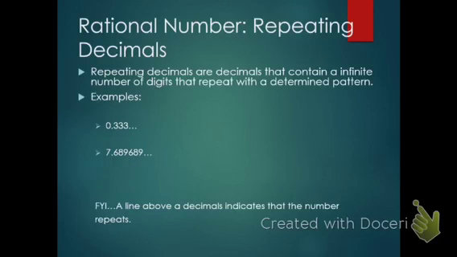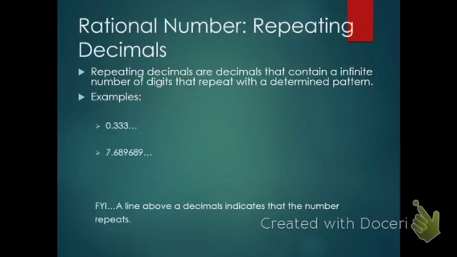Rational numbers can also be repeating decimals. Repeating decimals are decimals that contain an infinite number of digits that repeat with a determined pattern. So for example, 0.3333. It repeats, but because it repeats in a determined pattern, it's considered a rational number. The second example is 7.689689689. Because the pattern repeats in a determined pattern, the decimal is a rational number.